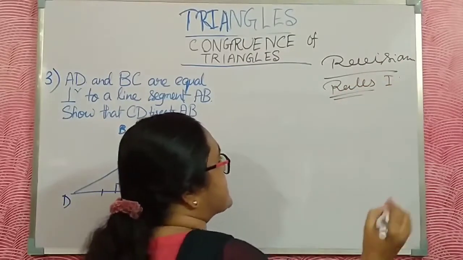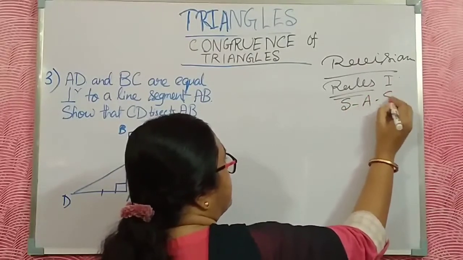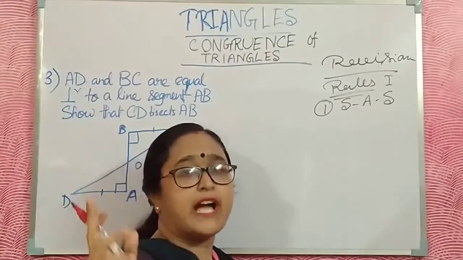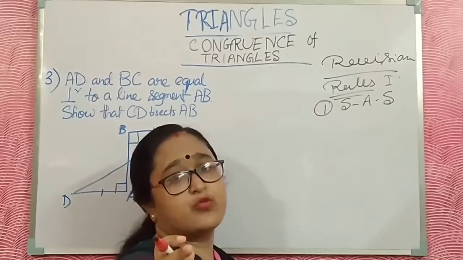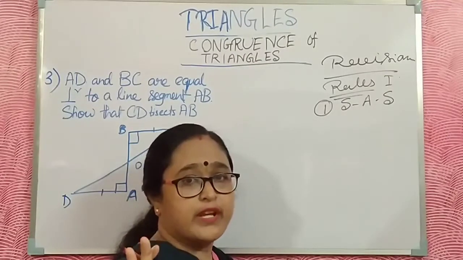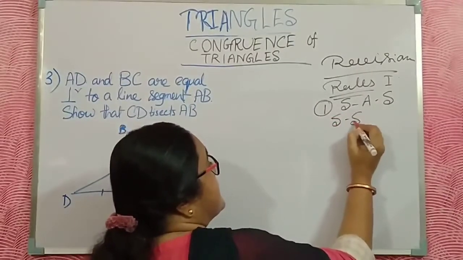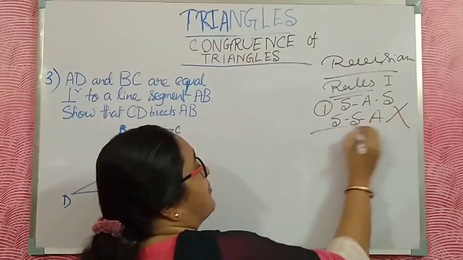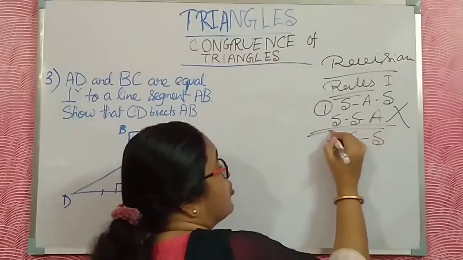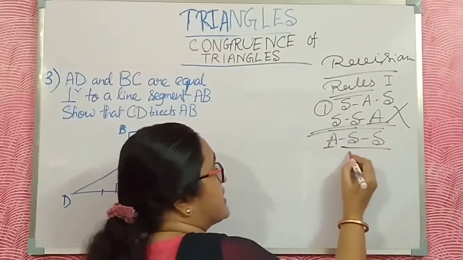The first rule I already discussed in my previous class. This is SAS, that means side angle side. When two triangles have two sides the same and the angles in between are equal, then we say the two triangles are congruent. But listen carefully. This is not a congruency property. Or like this also: two sides and any other angle, and one angle and any other two sides.